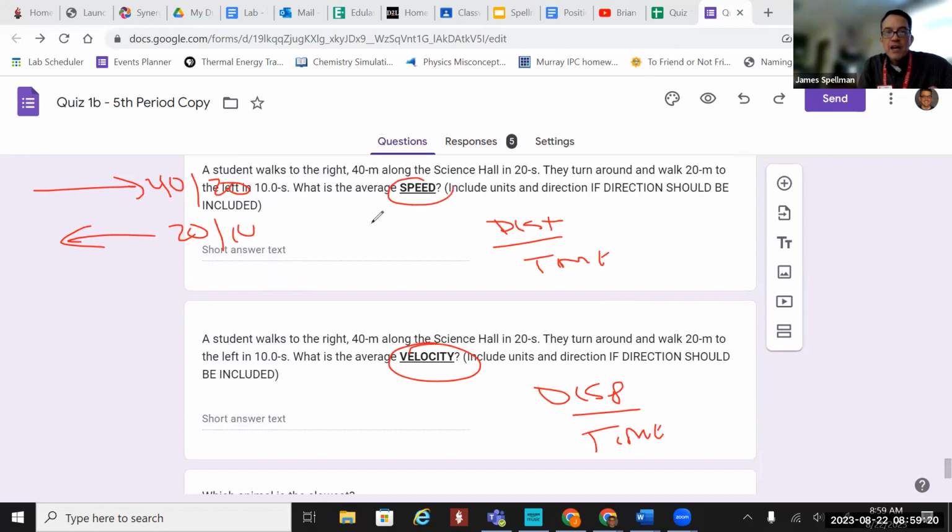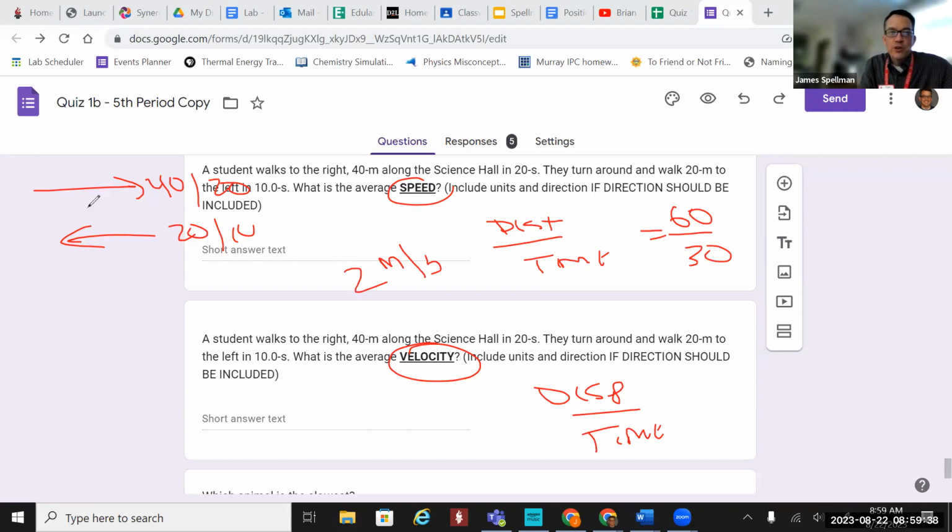To get the speed, I add everything up. So my total distance traveled was the 40 plus 20, so it's 60. The amount of time that we took was 20 plus 10, so I got 60 over 30, and that's going to equal 2 meters per second. Don't need a direction.